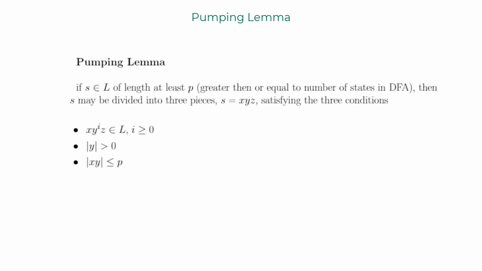Putting it all together, here are the three properties of a large string accepted by a DFA. It can be broken down into this format x, y to the power i, z, where x and z can be empty strings. Y cannot be an empty string, so its length is greater than 0. And finally, the length of xy should be less than or equal to p. These three properties have to be true for any large string in the language accepted by the DFA.